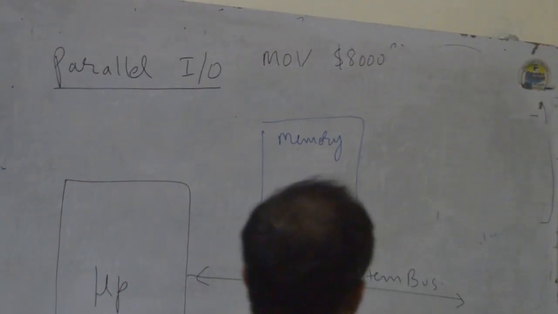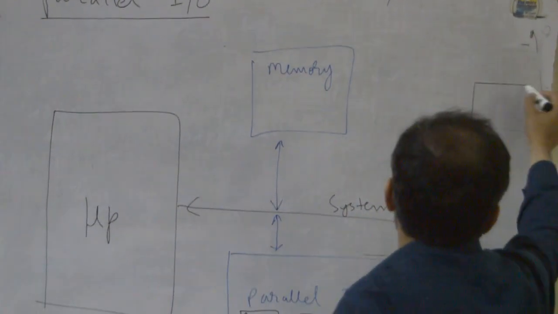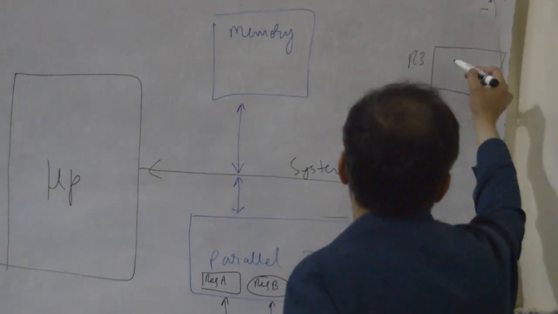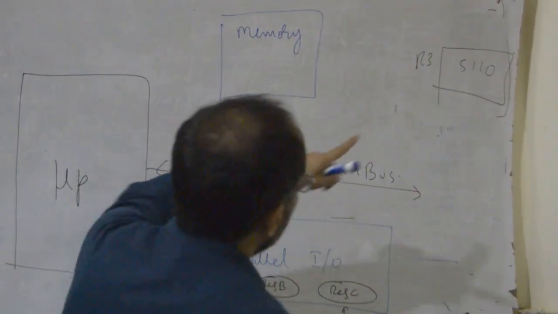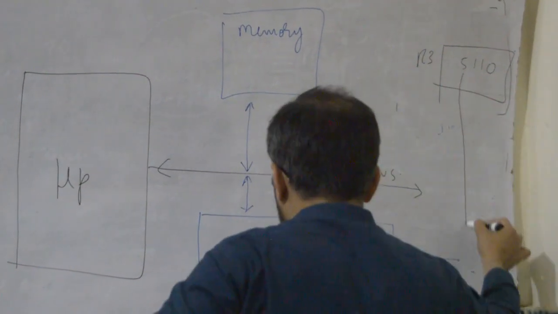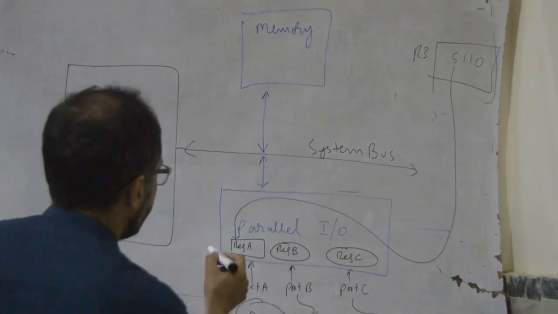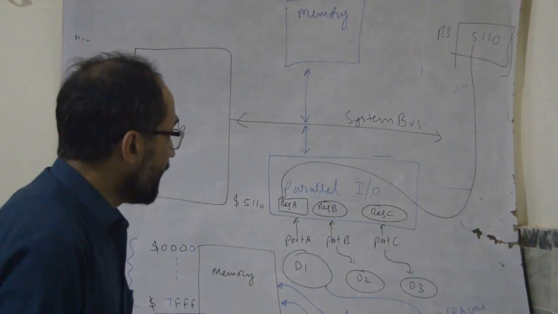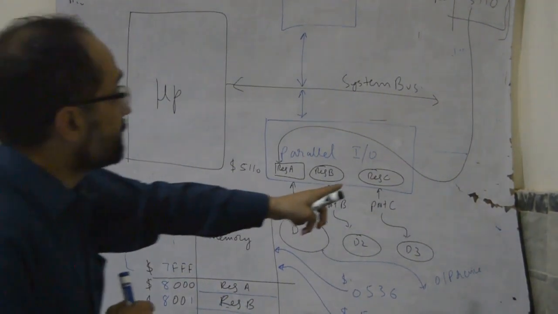$8000. We are using absolute addressing mode and R3. So let's assume R3 is a register of a microprocessor, and that it has some value of 5110. This data from R3 will be moved into reg A. This 5110 will be moved.